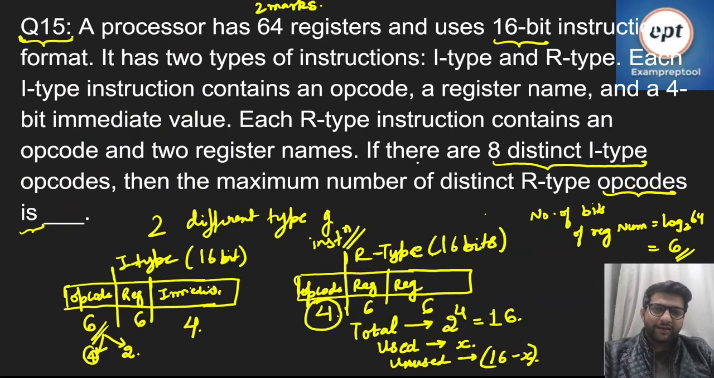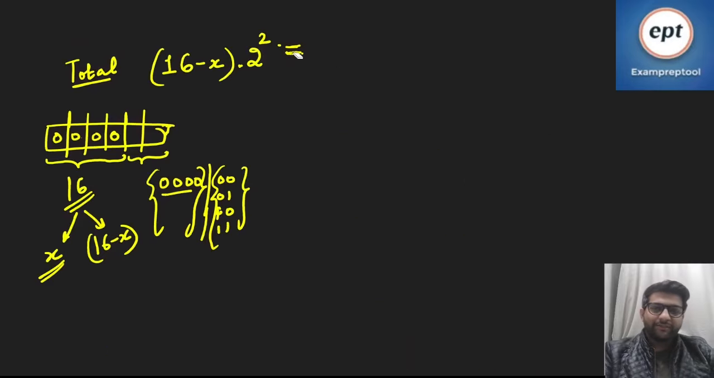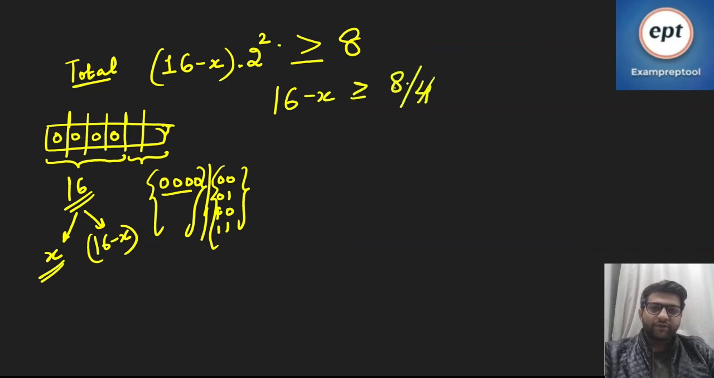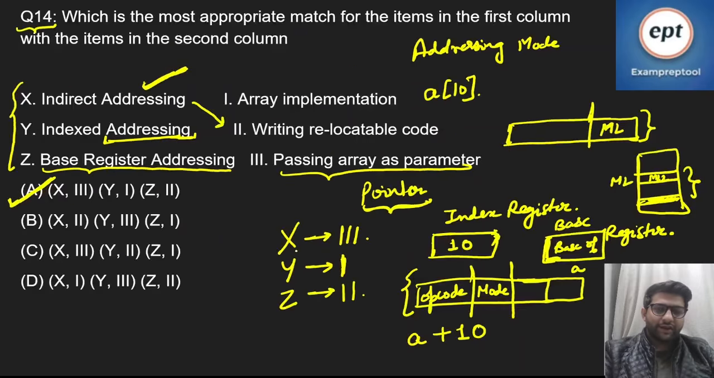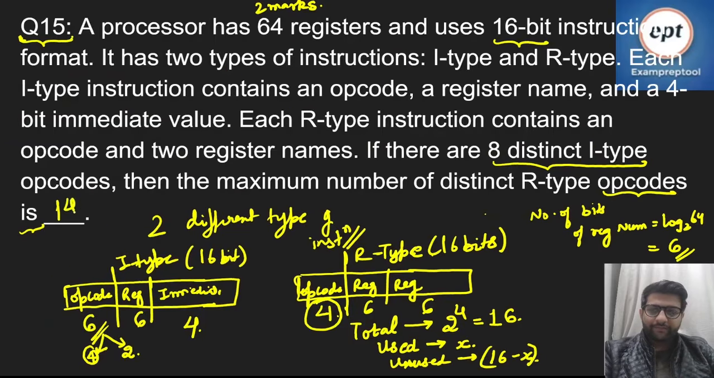Now, the question is saying that there are 8 distinct I types, right? So this means that this particular value should be greater than or equal to 8, because it is saying it supports 8 distinct I type instructions. So if we solve this, it will be 8 divided by 4, which is 2, and 16 minus 2. So x should be less than or equal to 14, right? So this is the maximum number of R type instructions. So the answer for this question will be 14, right?